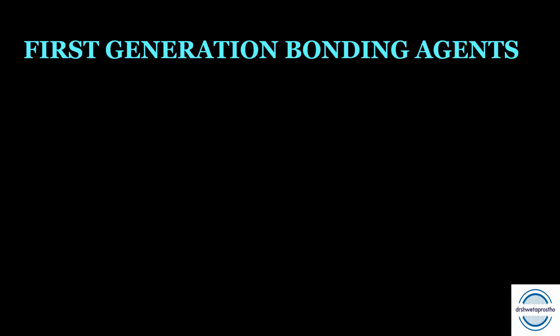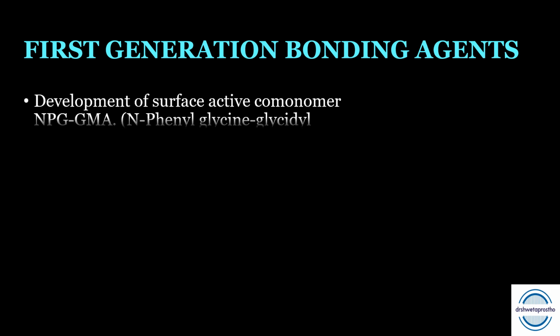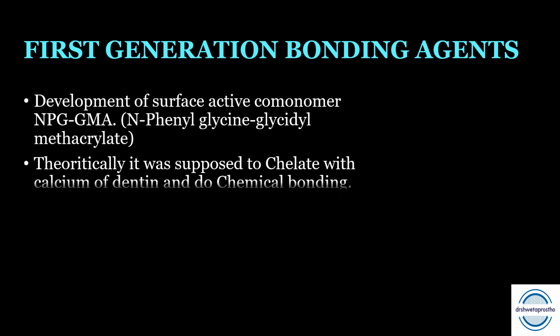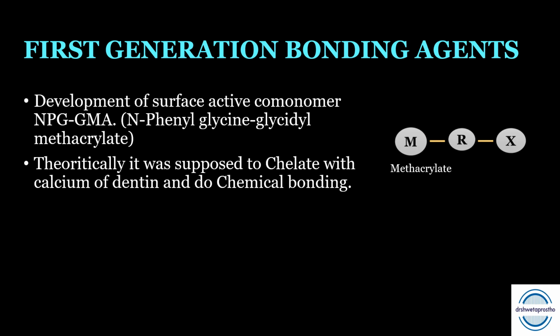Let us start with the first generation bonding agents. Okay, so there was development of the surface active co-monomer, which was NPG-GMA, N-phenylglycine glycidyl methacrylate. So this was the first commercially available bonding agent. Theoretically, it was supposed to chelate with calcium in the dentin and form a water resistant chemical bond with the dentin. In this, the M is the unsaturated methyl methacrylate group, and the X is the acidic phosphate group to react with the calcium of the dentin.